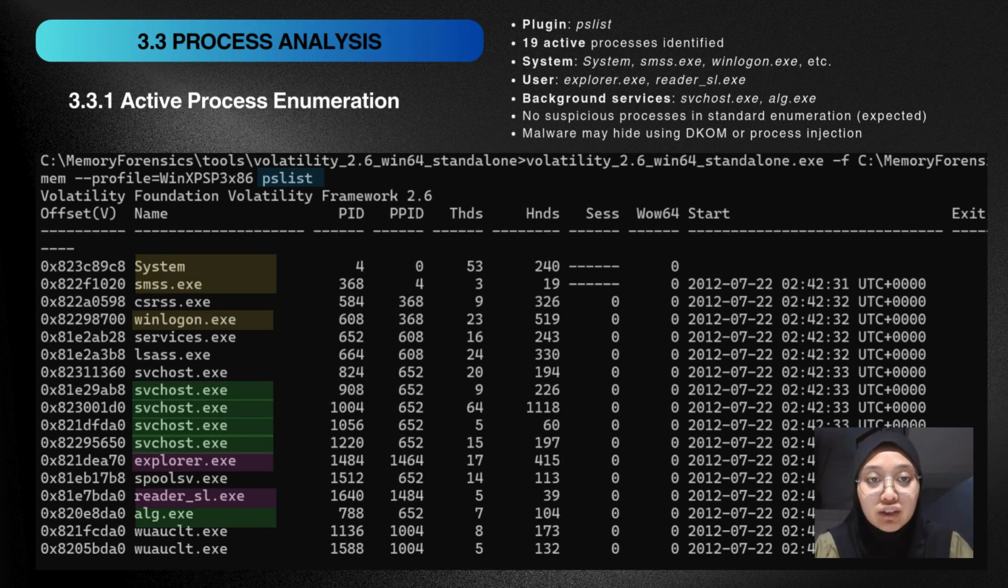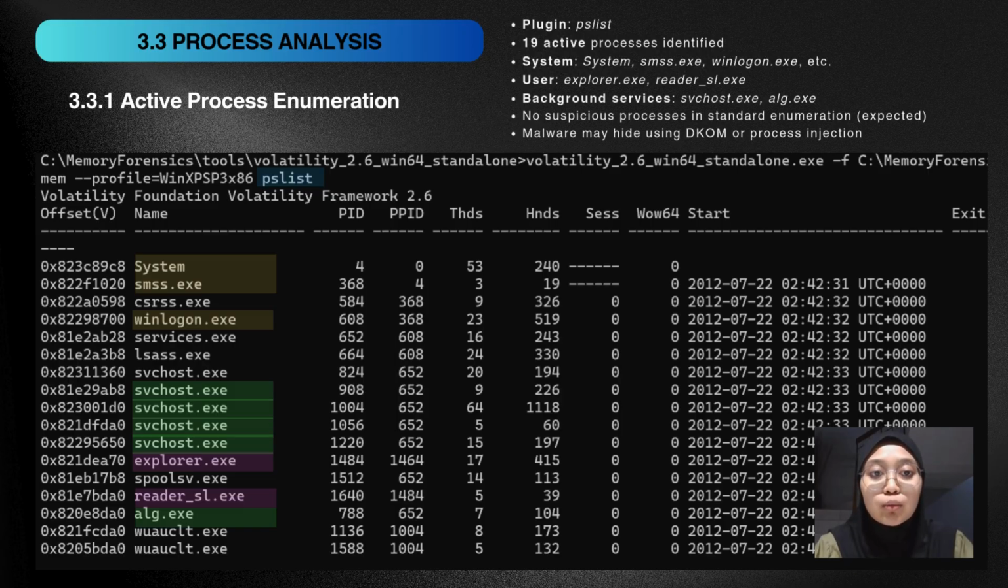My name is Nushifa Hanani Petahari Nizam, and now I will explain 3.3, process analysis. The first one is active process enumeration. The pslist shows the active processes at the time of memory capture, as seen in the OS process list.